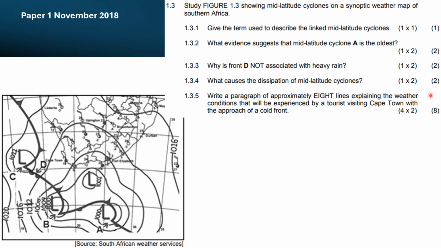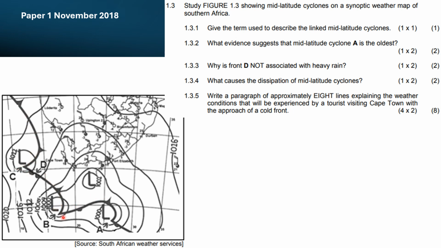Let's spend some time answering some questions from past papers, which is the best way to check your understanding. Let's start with paper 1 from November 2018. The figure shows a mid-latitude cyclone on a synoptic weather map. Question 1.3.1 says to give the term used to describe the linked mid-latitude cyclones.